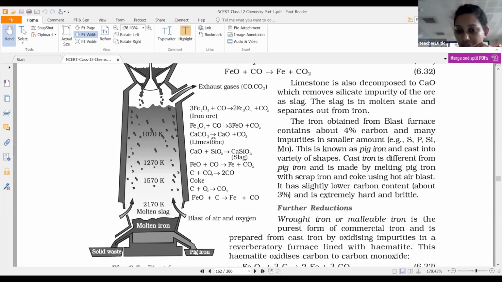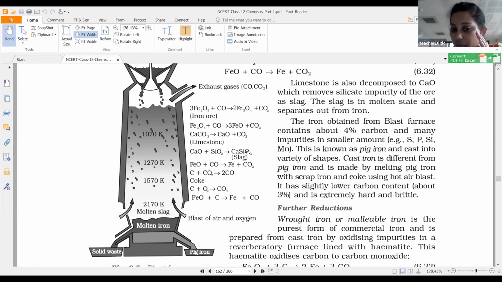Calcium carbonate dissociates to give... Students, why does it dissociate? Because the temperature is very high. When the temperature is very high, calcium carbonate decomposes to give the corresponding calcium oxide plus carbon dioxide. Once again, that carbon dioxide is exhausted; you can remove it through an exhauster. Now, this calcium oxide reacts with the silicon dioxide, so you can remove that in the form of calcium silicate.